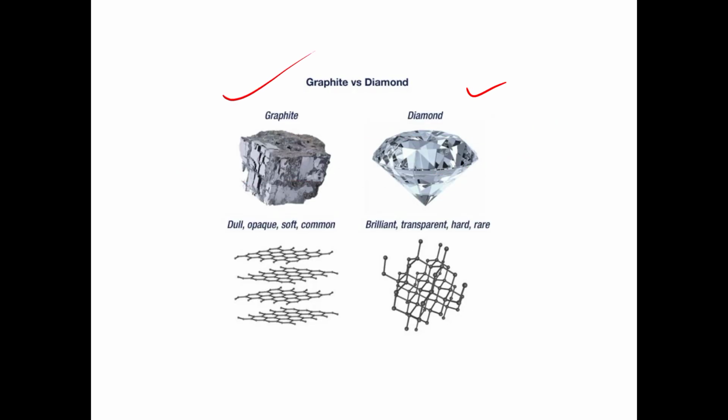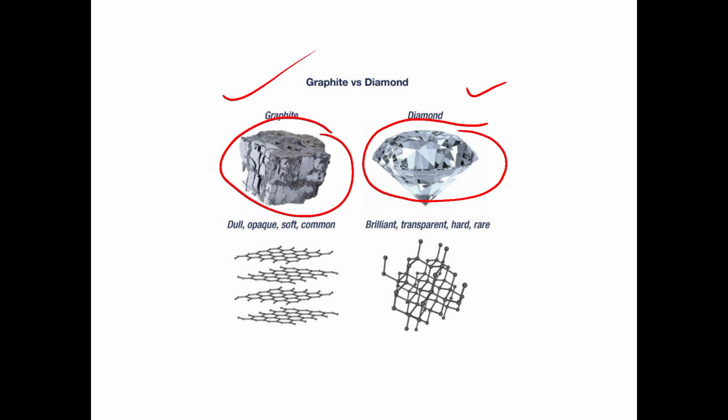If you check graphite and diamond, both are made up of carbon. But look at their images, both are very different. Graphite is dull, opaque, soft, common. But diamond is transparent, hard, rare, etc. So both have different physical properties, but are made up of the same element.